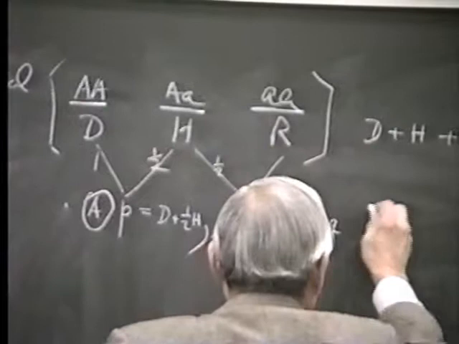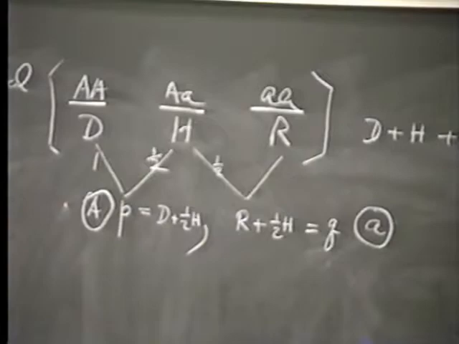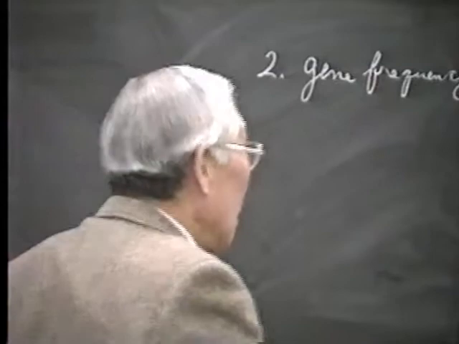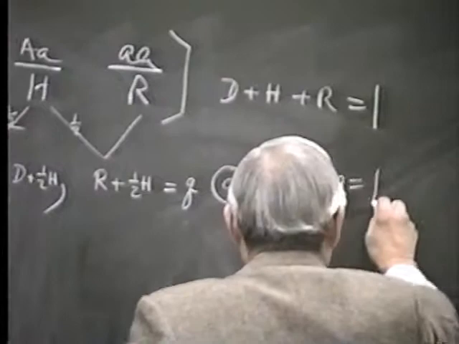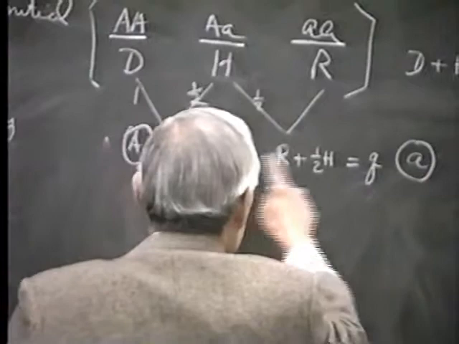In this population, there are T capital A and Q small a. Of course, analogous to this, T plus Q is equal to 1. We have T plus Q equal to D plus H plus R, which is equal to 1.